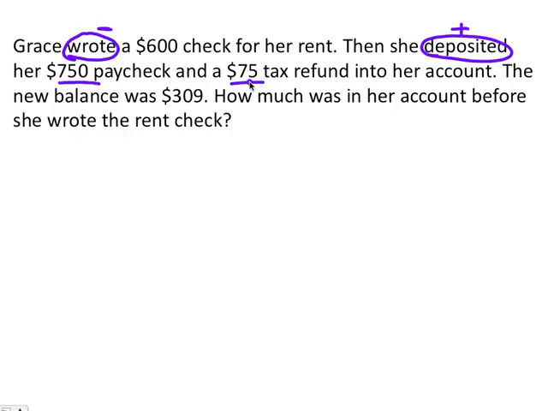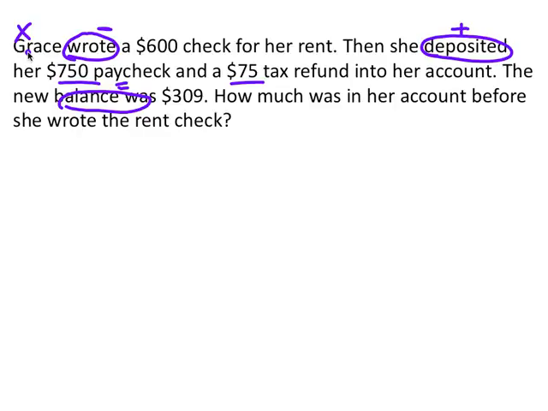The new balance was, so it's saying, as a result, this is what she's left with. So that means equals the $309. How much was in her account before she wrote the rent check? So they're asking, this last sentence is really important. It tells you what your variable is. We want to know, what did she start with? So that means up here, what we're subtracting the 600 from, that's x.